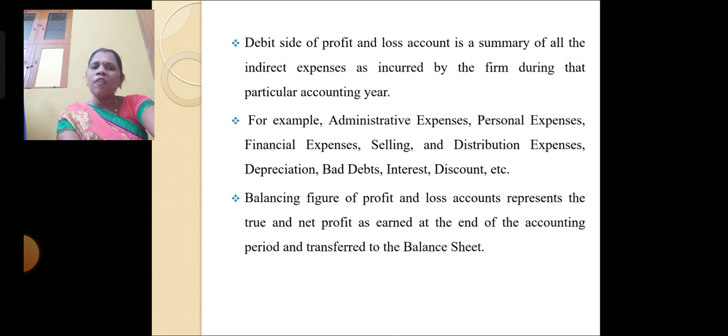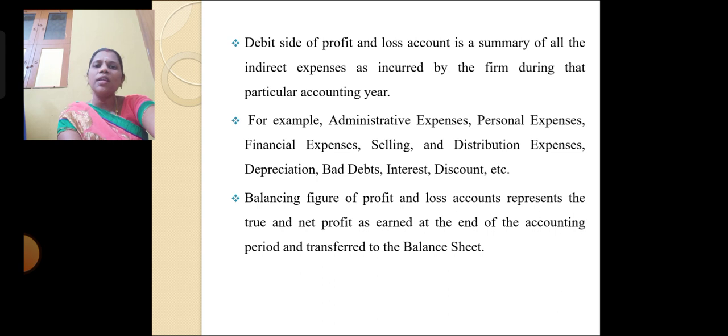On the debit side of the profit and loss account, all the indirect expenses incurred by the firm normally appear. For example, administrative expenses, rent, salary, discount, commission, bad debt, depreciation, and selling and distribution expenses. All the indirect expenses occur on the debit side of the profit and loss account.